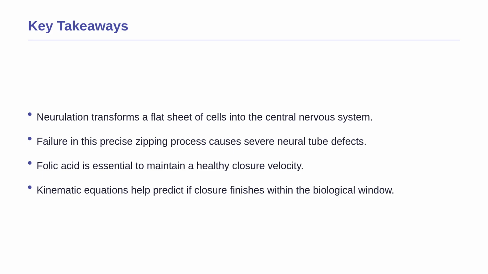We have covered a lot of ground today, so let us summarize the most important ideas. First, neurulation is the magnificent biological folding process that transforms a flat sheet of embryonic cells into the foundational structure of your brain and spinal cord. Second, this delicate zipping process relies on precise mechanical forces and strict biological timing. Failures here lead to severe developmental disorders like spina bifida.